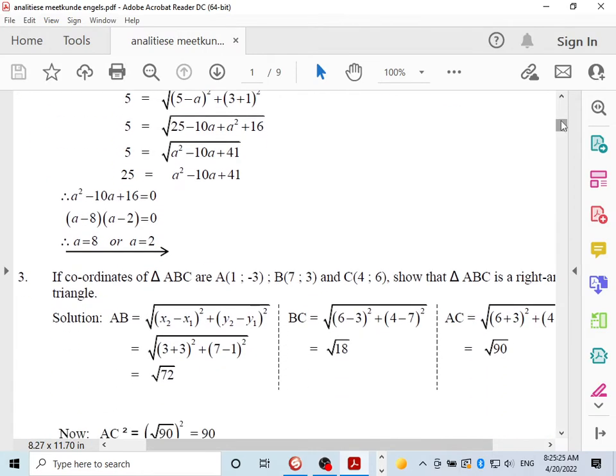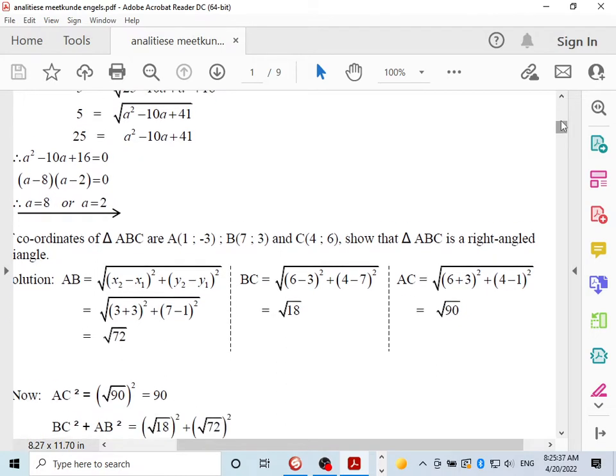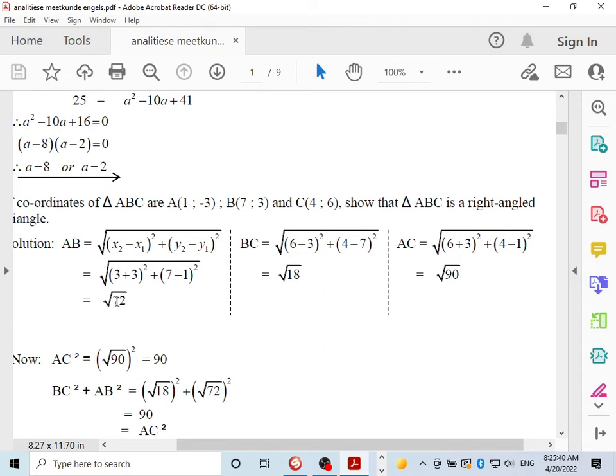Okay. So when we look at the solution, do you see everything is in surd form? Don't be scared, it's going to be in surd form. We don't use decimals, we use surd form in analytical. So you get your three answers, square root 72, square root 18, square root 90. Which one is the longest? Square root 90. So I'm going to square the square root of 90, because that will be the hypotenuse. The hypotenuse is always the longest side. The square of the square root of 90 is 90.